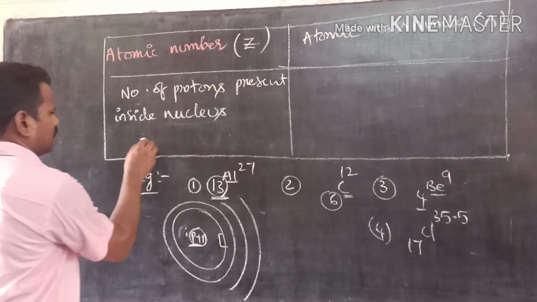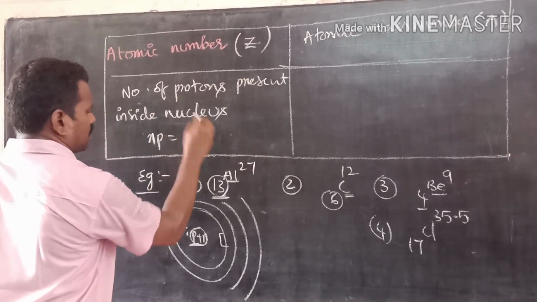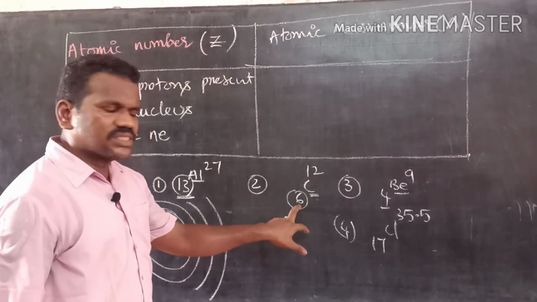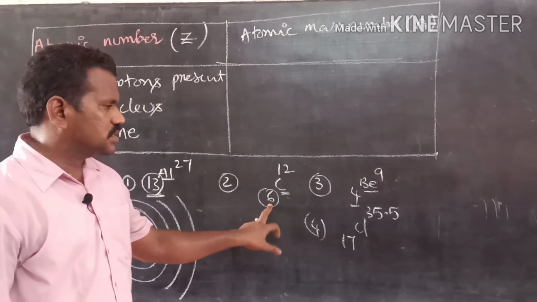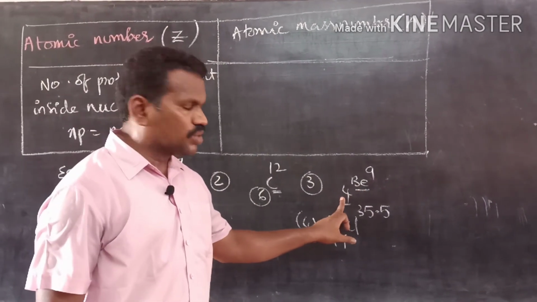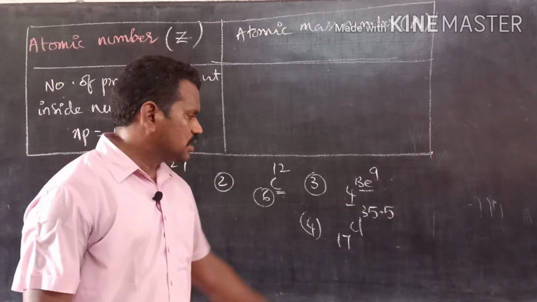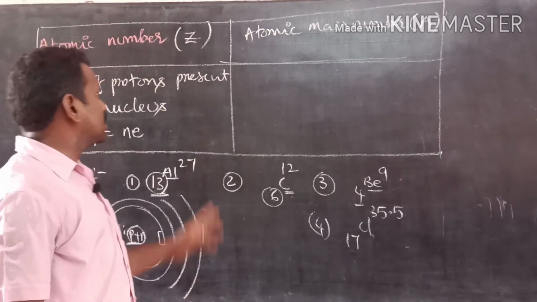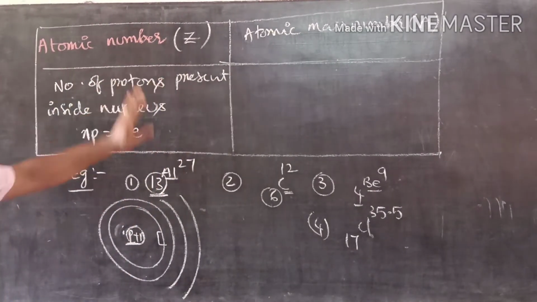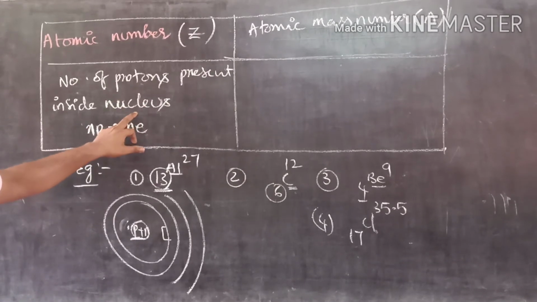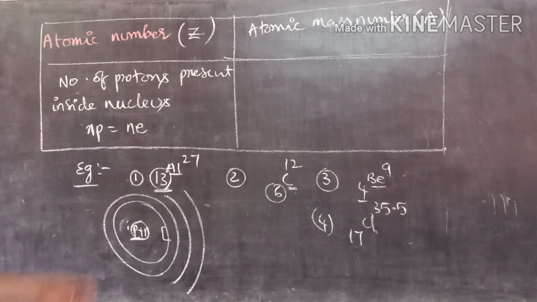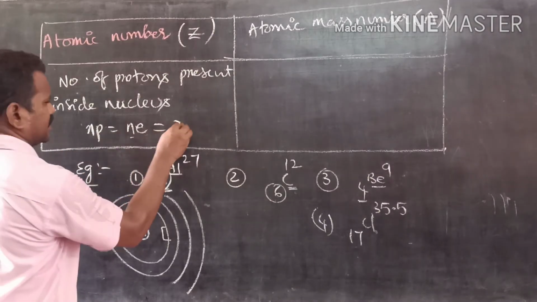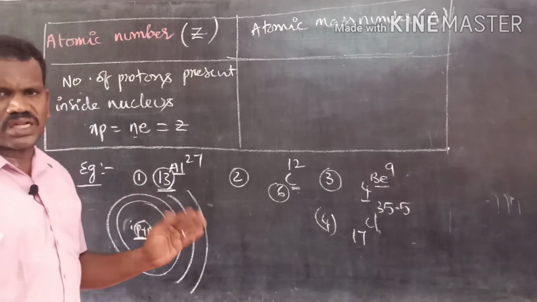In a neutral atom, the number of protons is equal to the number of electrons. If we consider carbon, it contains 6 protons and 6 electrons. Beryllium contains 4 protons and 4 electrons. Chlorine contains 17 electrons and 17 protons. So totally, atomic number is the number of protons present inside the nucleus. As many protons as there are, that many electrons there are. So Np is equal to Ne is equal to Z in a neutral atom.